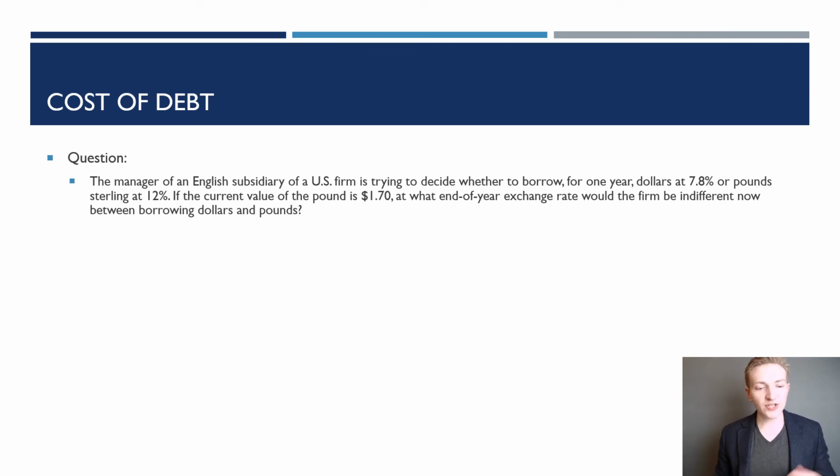Another question is, suppose we're the manager of an English subsidiary of a US firm, trying to decide whether to borrow for 1 year in dollars at 7.8% rather, or in pounds at 12%. The current value of the pound is $1.70 per pound. At what year-end exchange rate would the firm be indifferent between borrowing in pounds and borrowing in dollars? So let's have a look at this.